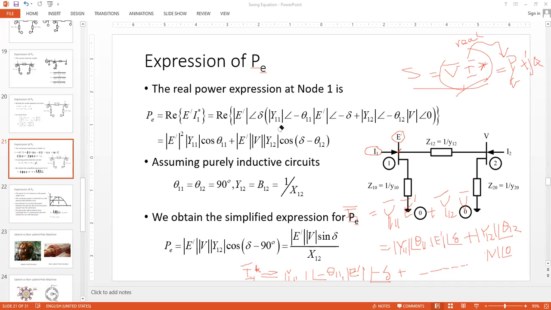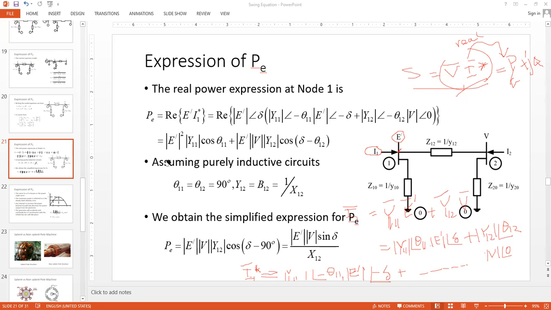Okay, so there may be 2 steps I have skipped, but it's very simple, straightforward. So once I take the real part after taking the Cartesian or rectangular representation of these phasors over here, I get this. Okay.